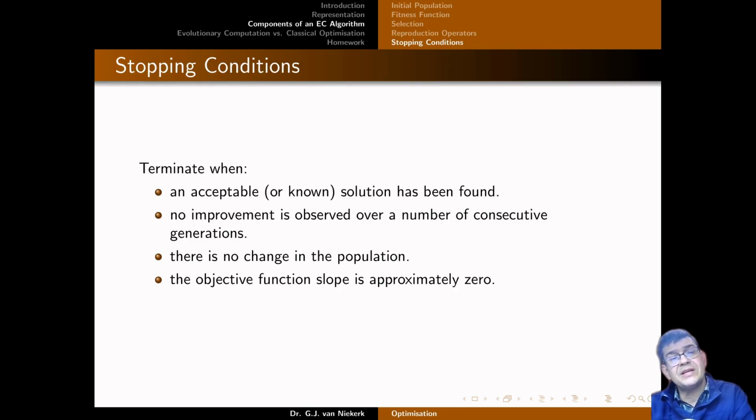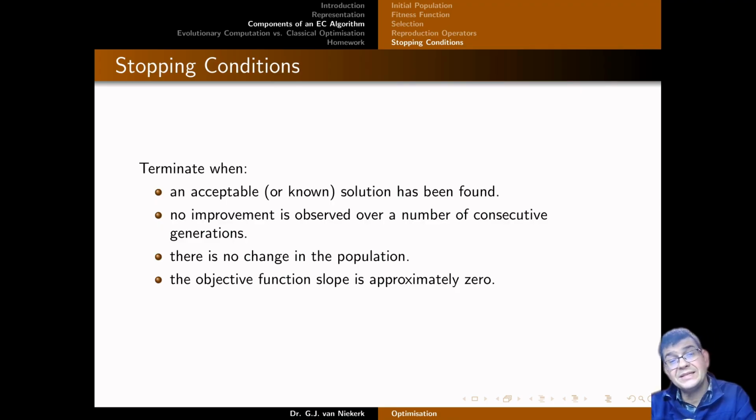Or you can terminate when no improvement is observed over a number of consecutive generations. So let's say the best fitness is 0.24 and it has been 0.24 for, let's say, 100 generations. Then you can say, okay, if there aren't any more changes, we can stop after that.